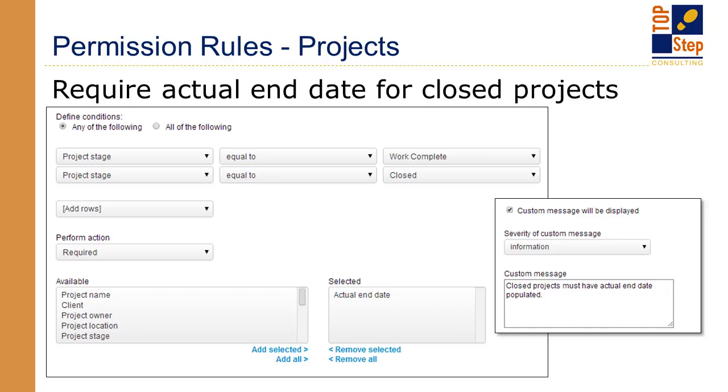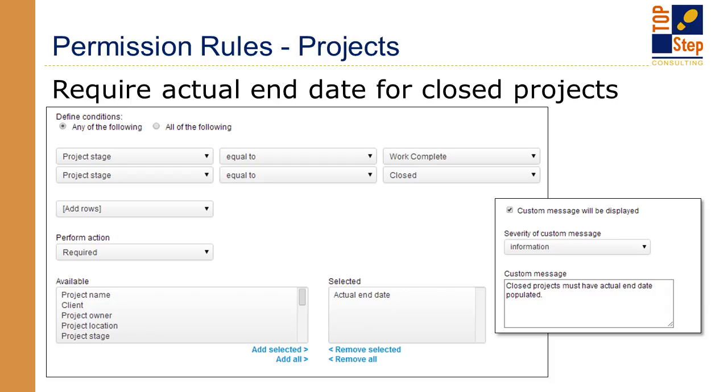Now you'll also see on the right here there's a custom message box that we can add, where we say there's a custom message that's going to be displayed if this action is not taken. So when this action is shown to be required, we'll display this message that says closed projects must have an actual end date populated.